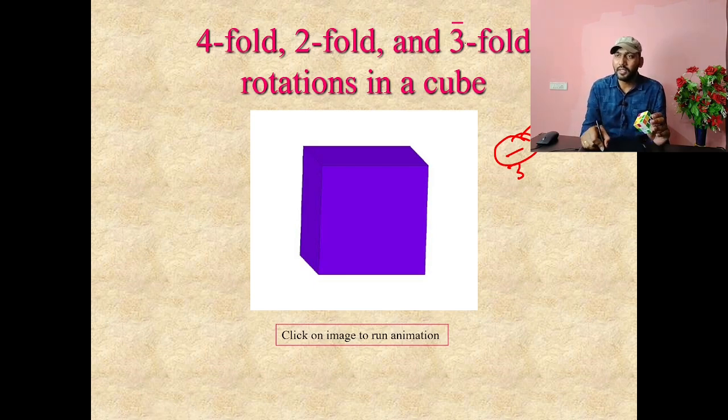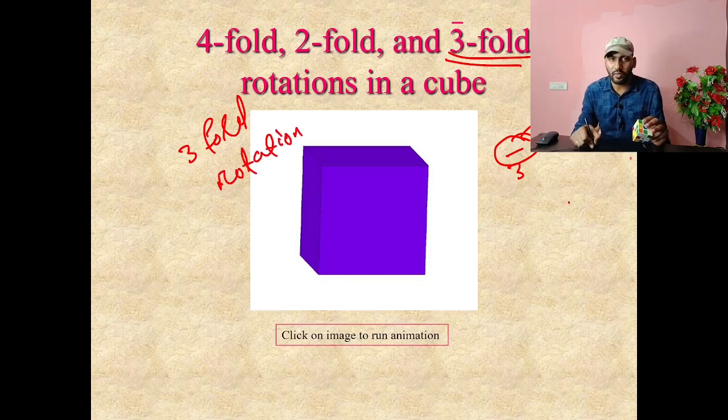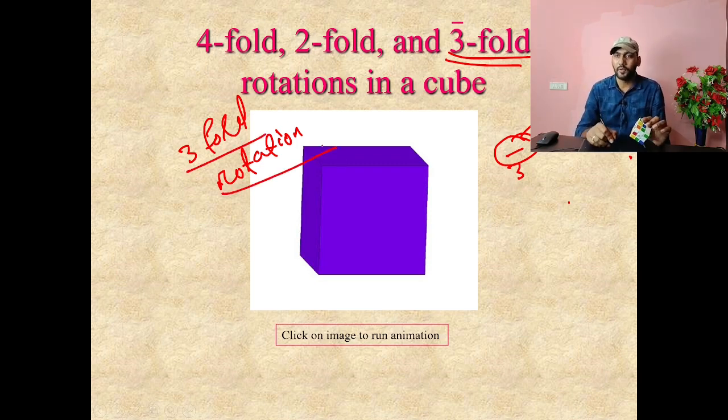Okay. So in the cube, where will we get the threefold rotation axis? The bar is roto inversion, but as we have not talked about roto inversion, I am not discussing it now. Later we will discuss. For now, we'll take rotation only. Where will we get a threefold rotation axis in a cube?